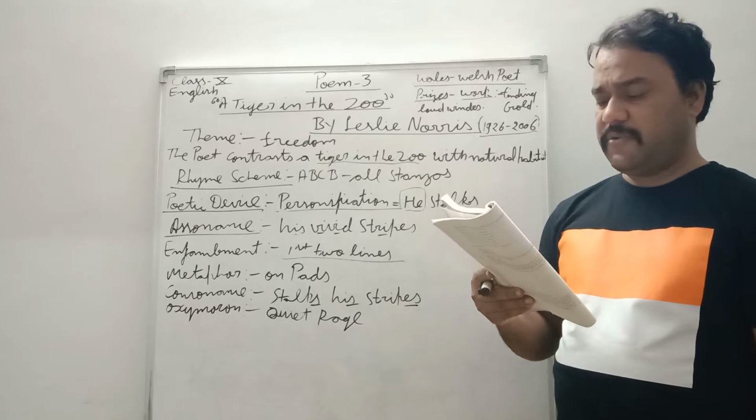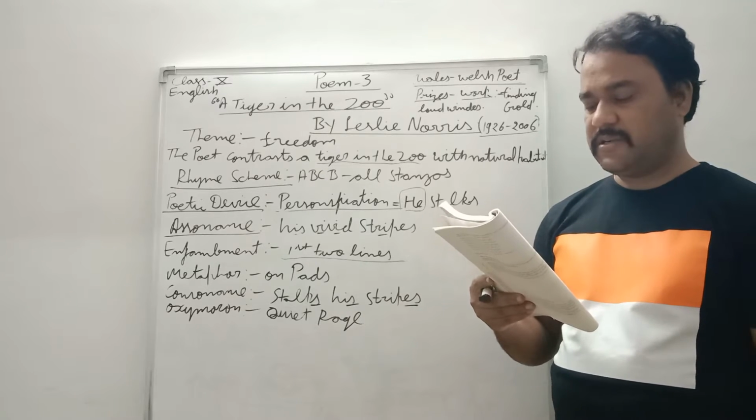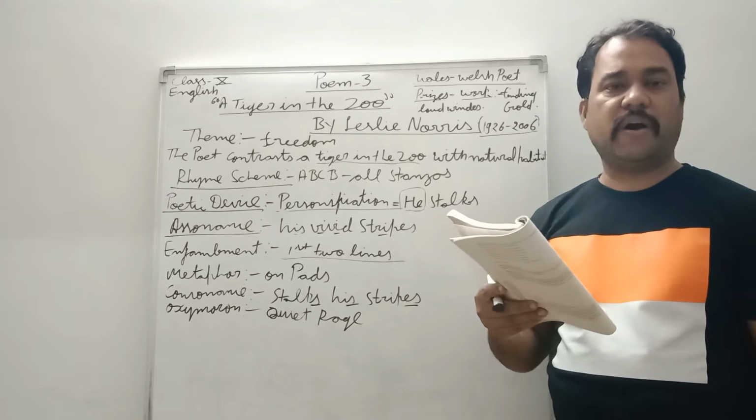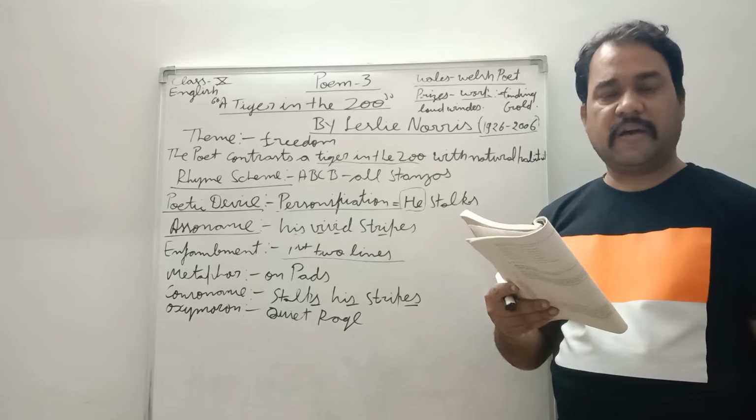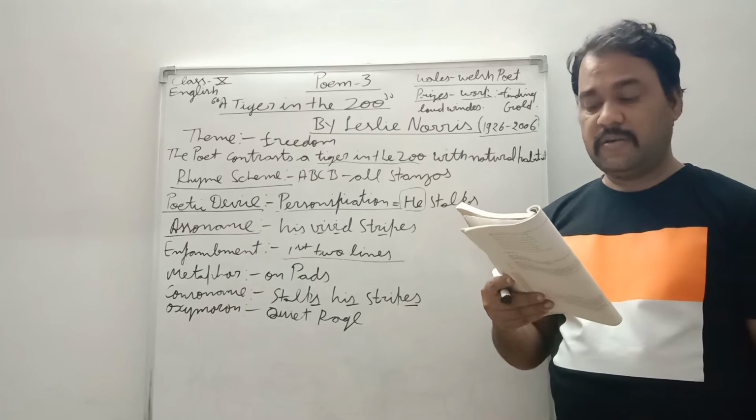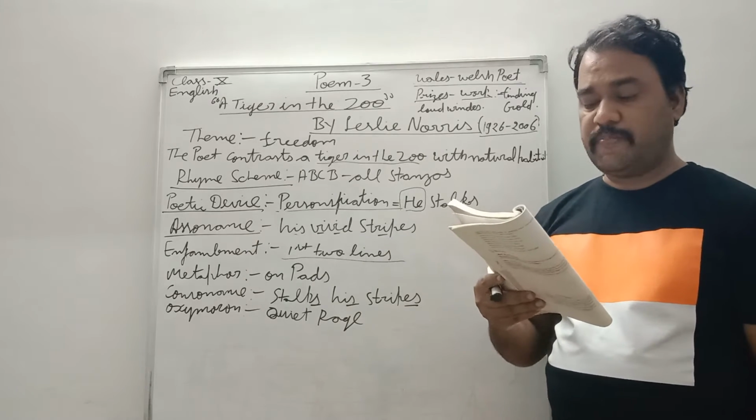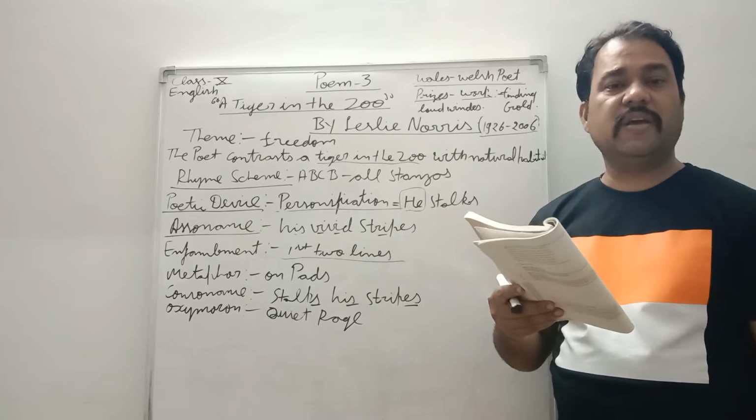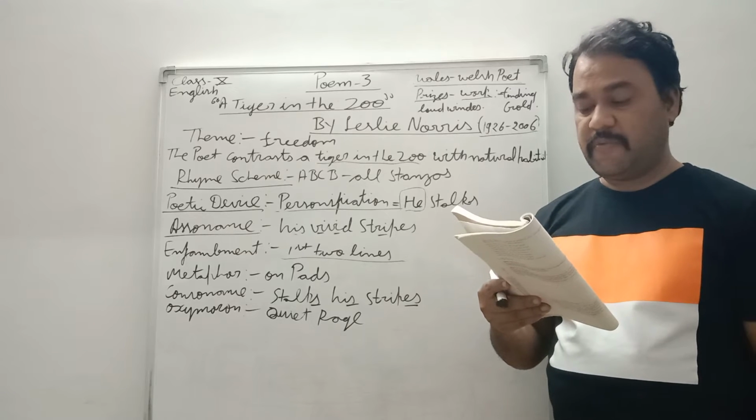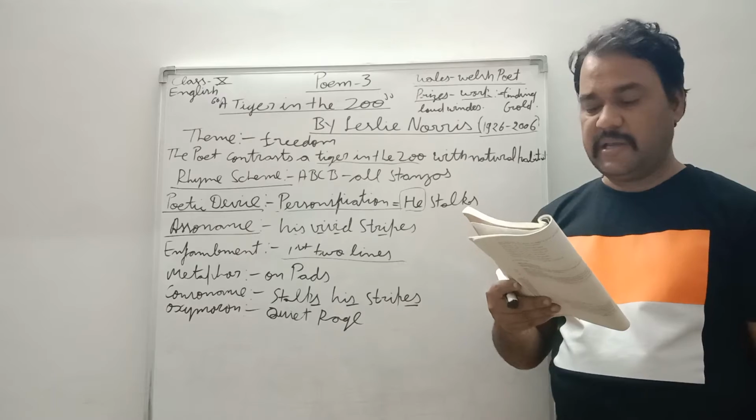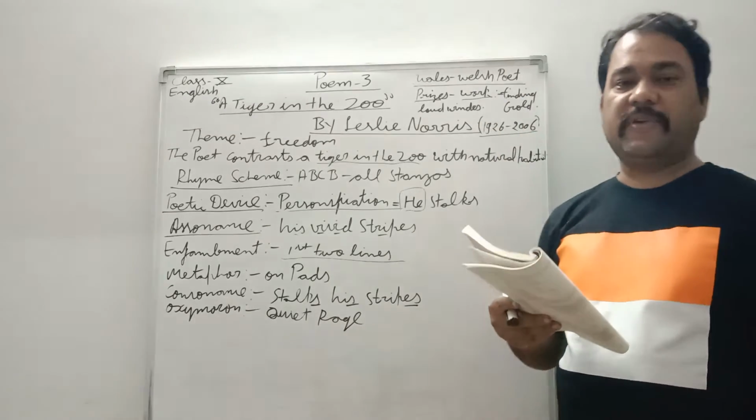He stalks in his vivid stripes the few steps of his cage, on pads of velvet, quiet in his quiet rage. The poet uses the pronoun he for the tiger, and says that the tiger walks proudly. Stalks means walking proudly in his vivid stripes. Vivid means different, clear. Stripes means the lines on the body of the tiger.